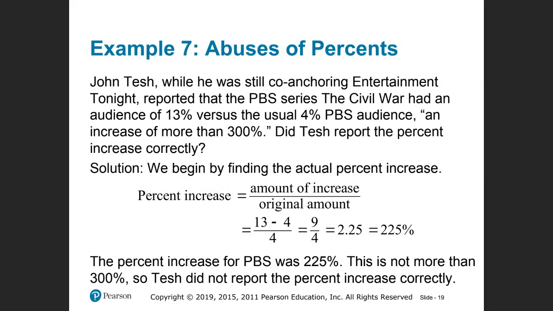So we're going to use our little formula. Percent increase is the amount of increase over the original amount. The amount of increase is 13 minus 4, which gives you 9. The original amount, the usual, is 4. So we end up with 9 over 4. Divide this, we get 2.25, which becomes 225% when we change the decimal to a percent. The percent increase for PBS was 225%. This is not more than 300%, so he did not report it correctly.